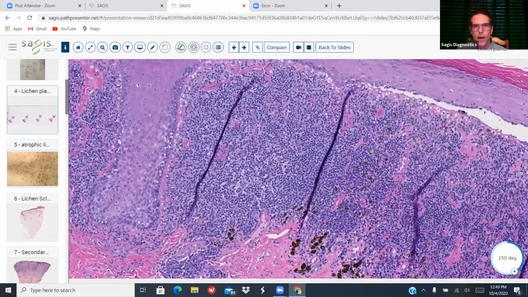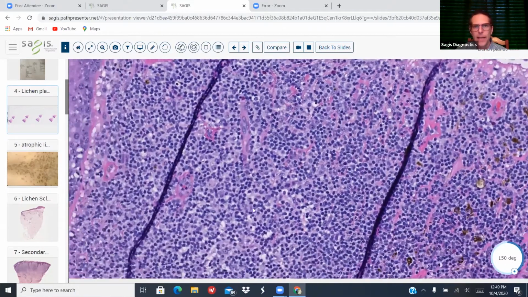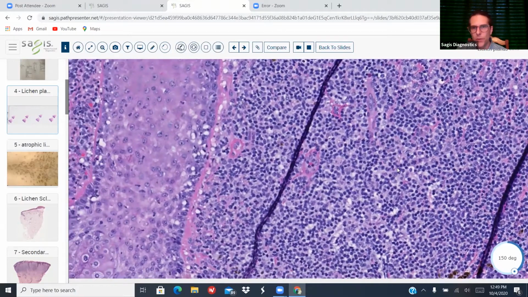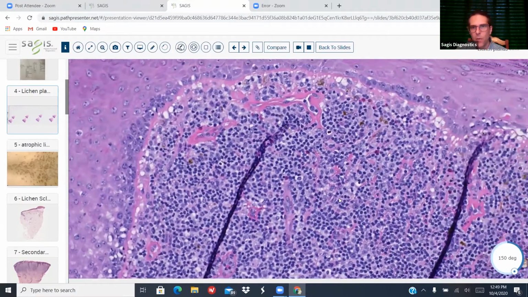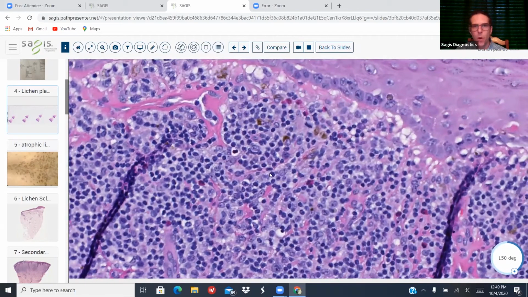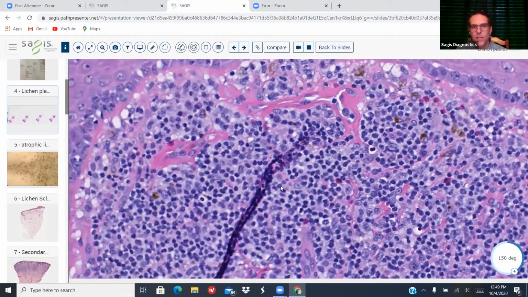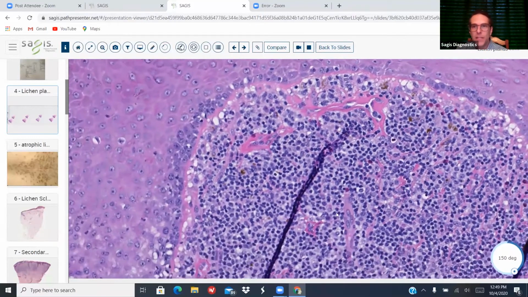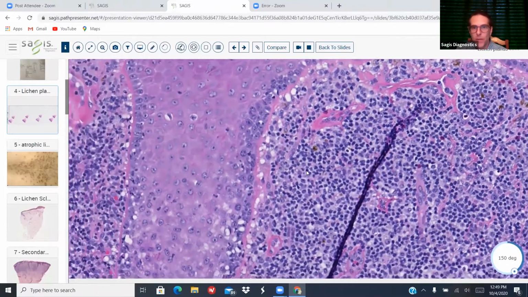So if we go to higher power, we can see that it's mostly lymphocytes. There are a few histiocytes. And I want you to note that there are also eosinophils. This is important to know because what this is labeled as is lichen planus. But it turns out that you can have some eosinophils in lichen planus. And of course, a lot of it depends on the clinical. However, this also means this could be a lichenoid drug eruption because we have eosinophils.